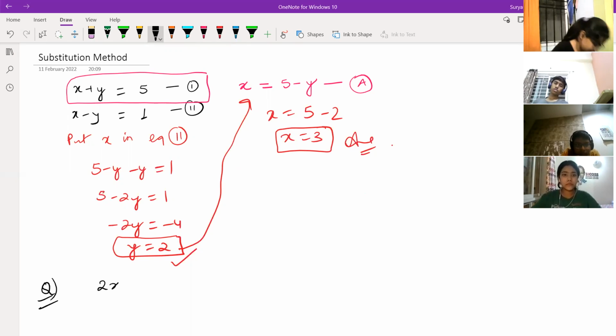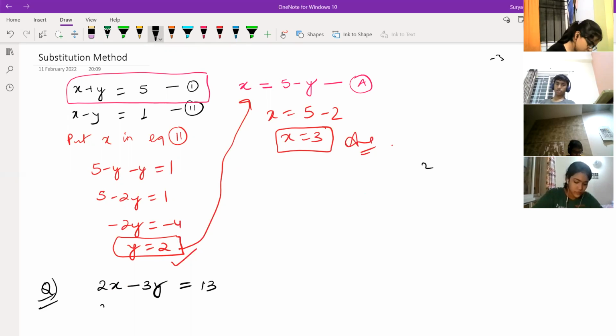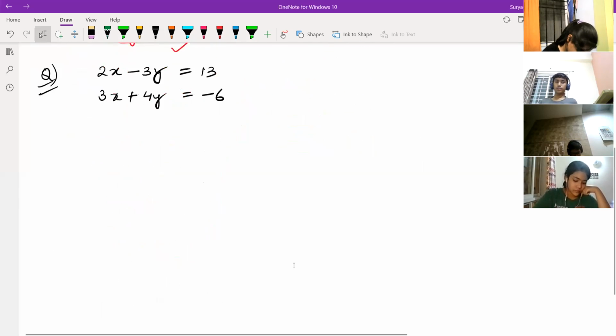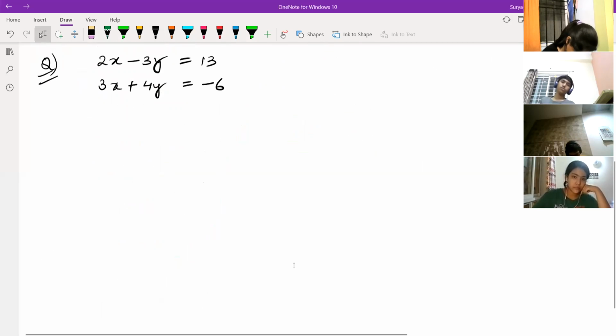So the question is: 2x minus 3y is equal to 13 and 3x plus 4y is equal to minus 6. Solve these equations, all of you. Solve this by substitution method.